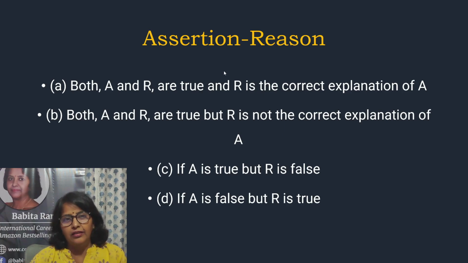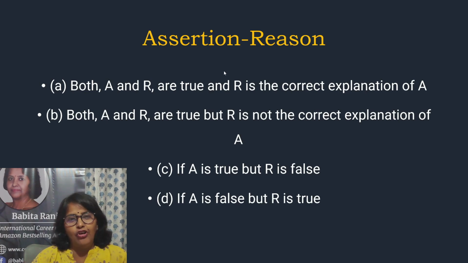And how do we mark it as A, B, C, D? If both assertion and reason are true and reason is correct explanation of assertion, we mark it as A. If both assertion and reason are true and reason is not correct explanation of assertion, we mark it as B. If assertion is true and reason is false, we mark it as C. If assertion is false and reason is true, we mark it as D.